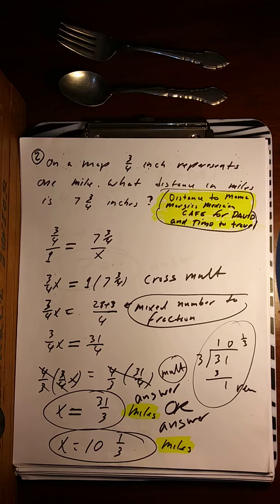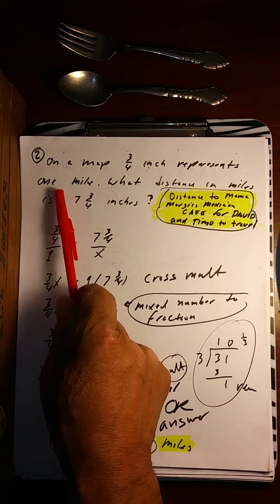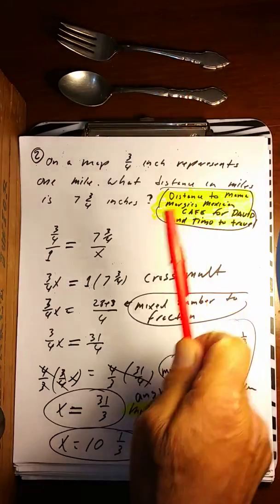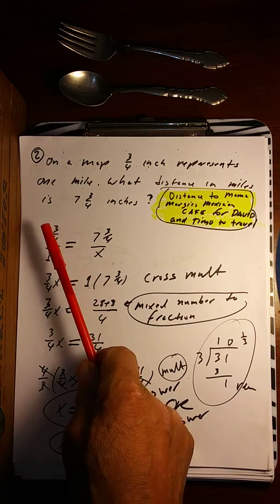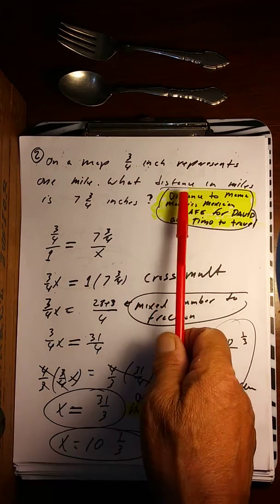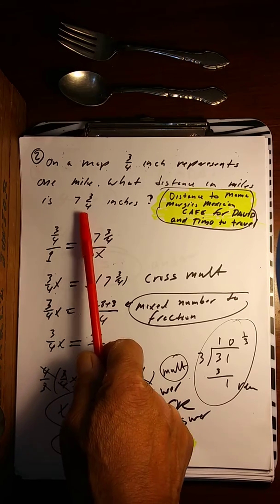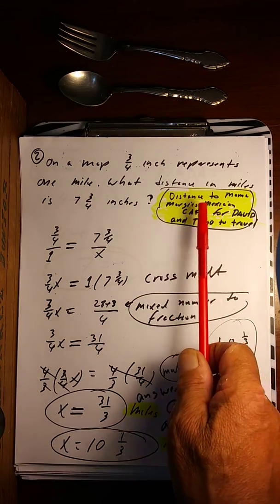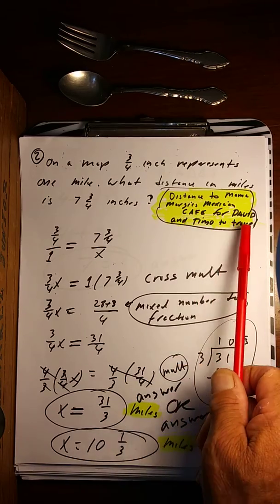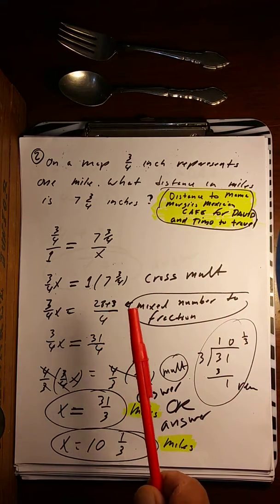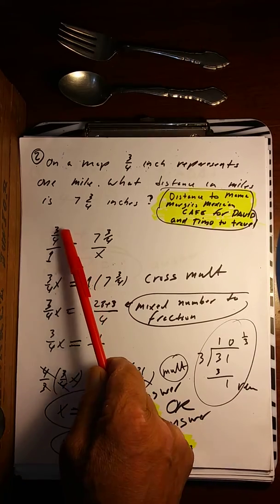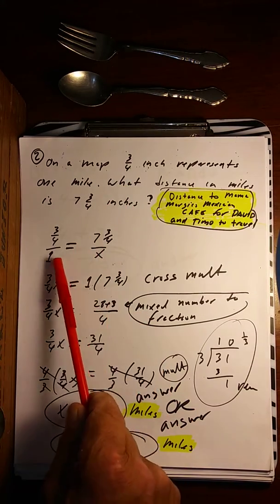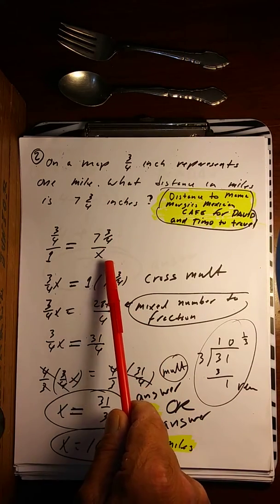On a map, 3/4 of an inch represents 1 mile. What is the distance in miles of 7 3/4 inches? Well, this is the distance for David and Timo to travel to Mount Margie's Mexican Cafe to work. So they set up a proportion: 3/4 over 1, 3/4 inch for 1 mile, and 7 3/4 over x.